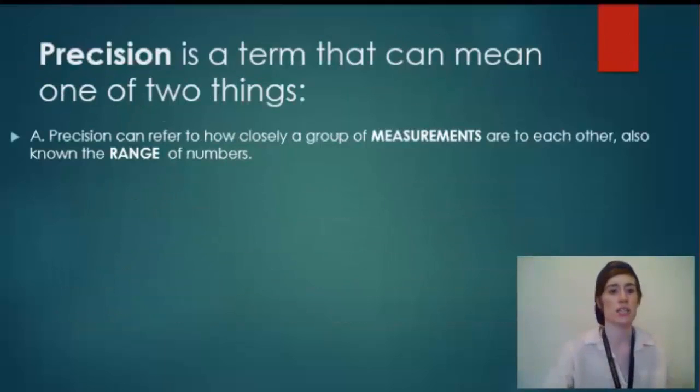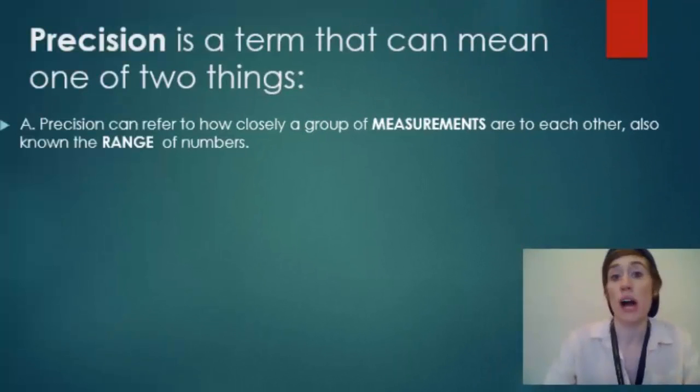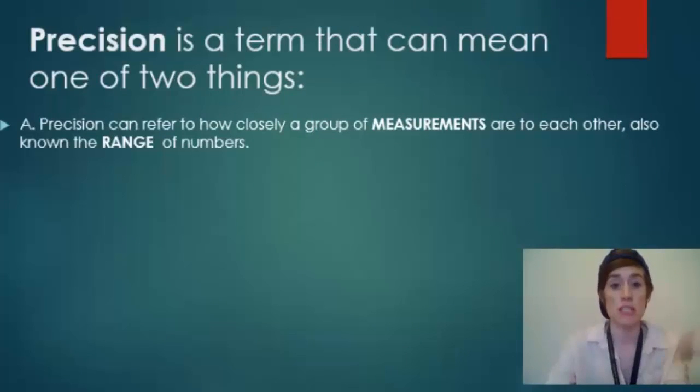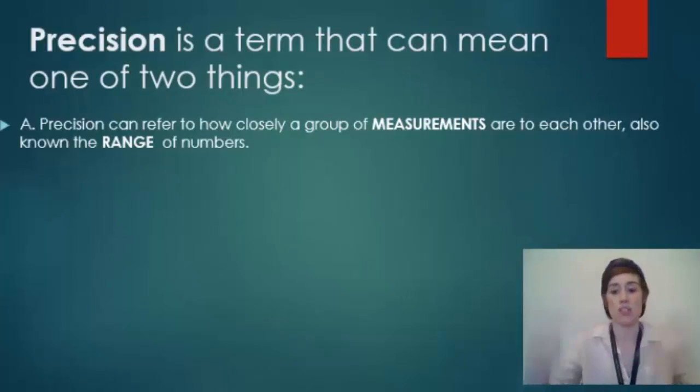Okay, so that's accuracy. Now I want to talk about another term that you're probably a little bit less familiar with. It's called precision. And precision is a term that can really mean 2 things. Precision can refer to data, and precision can refer to measuring. So let's first talk about what precision means in reference to data. Precision can refer to how closely a group of measurements are to each other, which is also known as the range of numbers.